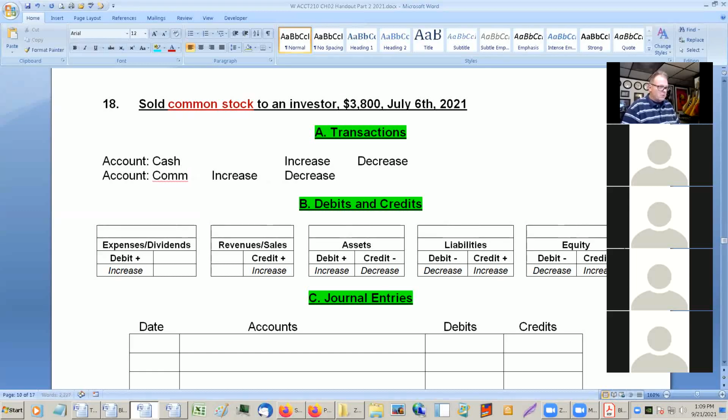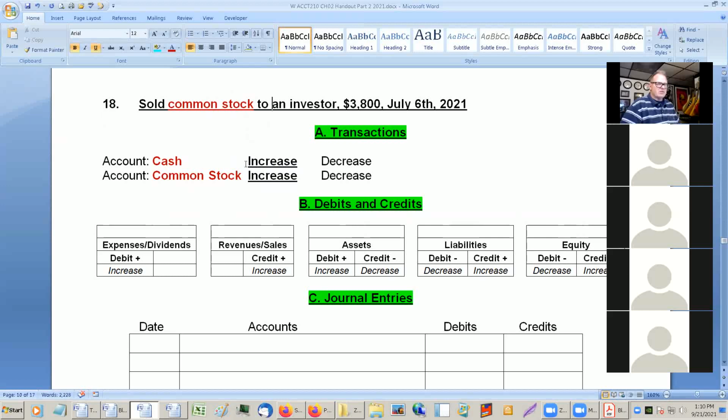Okay, so cash. Is the cash going up or down? Does the business have more cash or less cash now? Going up. More, yeah, it's going up. And kind of the tricky one, do we have more owners or less owners? More. It's less because it goes to the investor instead.